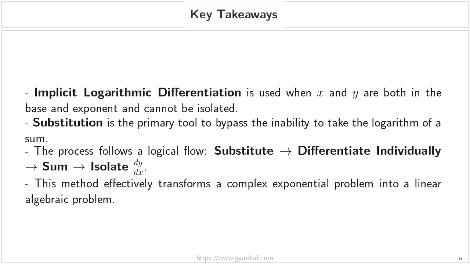Ultimately, the beauty of this method is that it effectively transforms a complex exponential problem, which would otherwise be nearly impossible to solve, into a straightforward linear algebraic problem that we can solve through simple rearrangement.